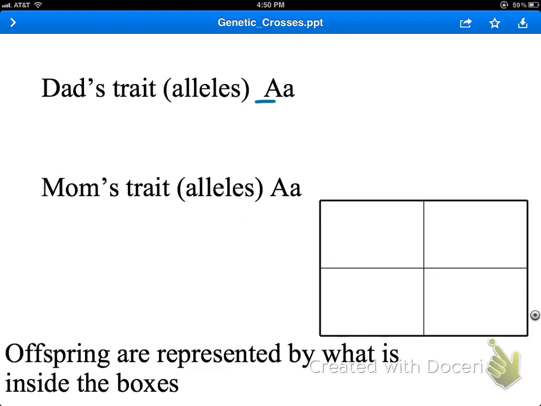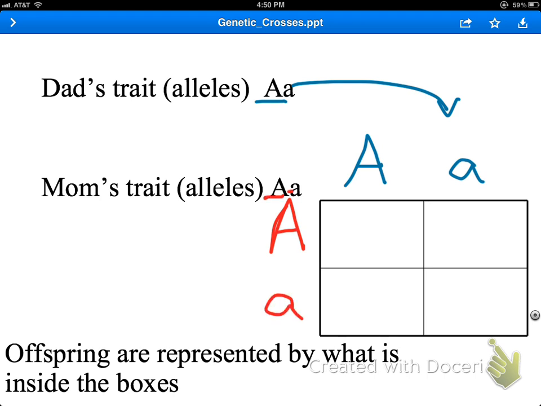So when you take Dad's alleles, you're going to take one letter and write it on the top. The other letter is going to come on the side. Let's look at Mom's alleles. She's going to write her alleles over here, and then the other lowercase a is going to come over here. And the way you find in a Punnett square is the letter that's over here comes across. Can you see where those capital A's came from? And then the letter over here comes across as well.